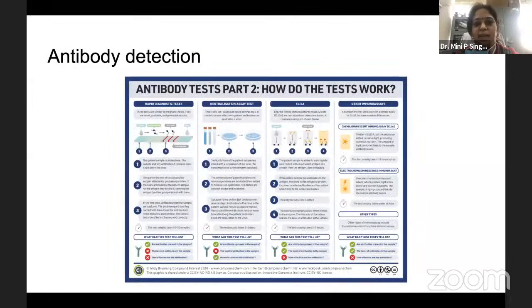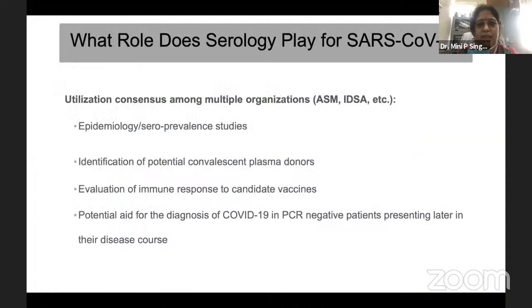And again, antibody detection, as I mentioned, also plays a very important role. There are different methods available. It could be a neutralization test, an ELISA, or automated analyzers like CLIA machines, which can be used for detecting these antibodies. This slide is a very important one on the role of serology for SARS-CoV-2. Here it is important to understand that it is mainly useful for seroprevalence studies.